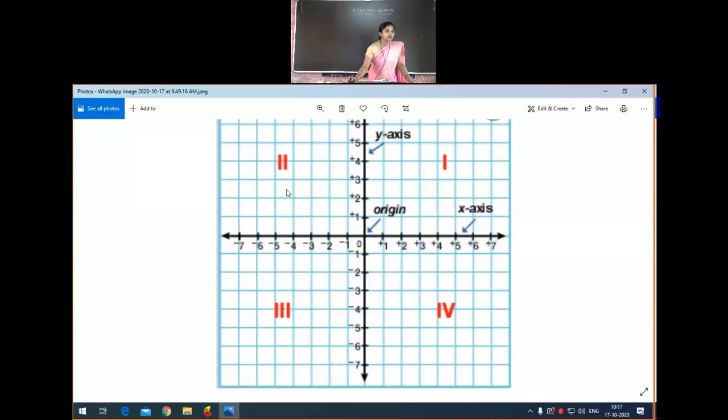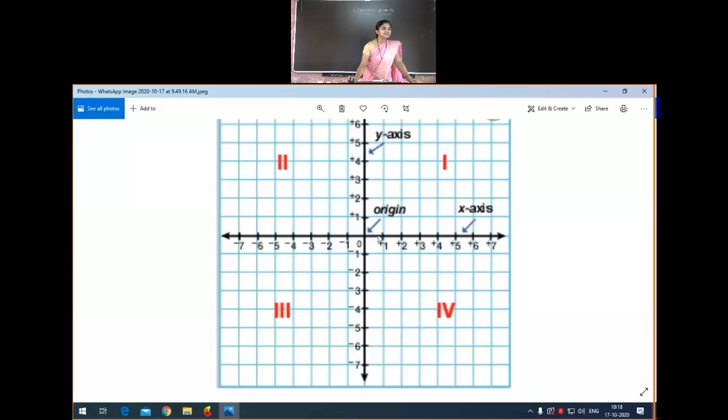Now when the horizontal line and vertical line intersect in a plane surface, it divides the plane surface into 4 parts. Each part is known as a quadrant. Here you can observe this is the first quadrant. From anti-clockwise we have to give the numbers. This is the first quadrant, this one is the second quadrant, this is the third quadrant and this is the fourth quadrant.